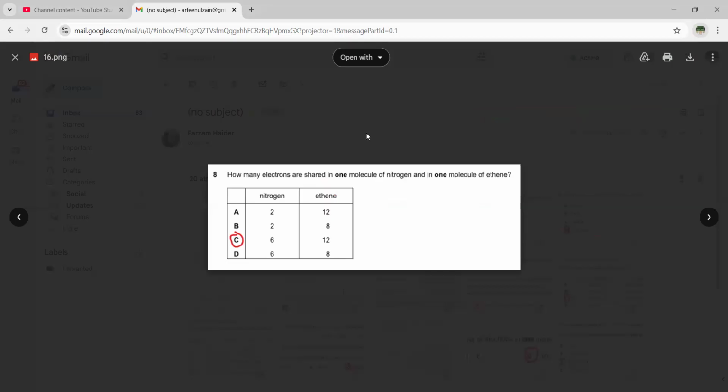How many electrons are shared in one molecule of nitrogen? When I draw the structure of nitrogen, nitrogen belongs to group 5.